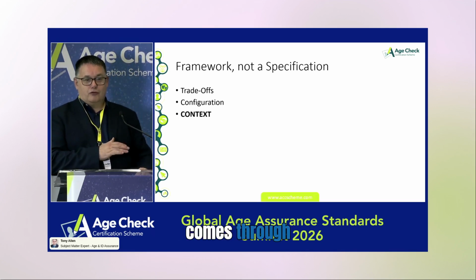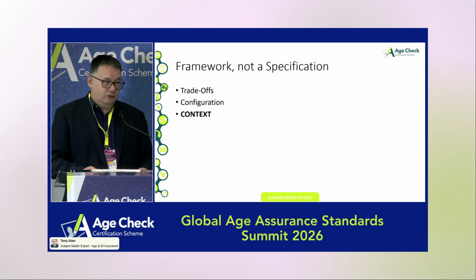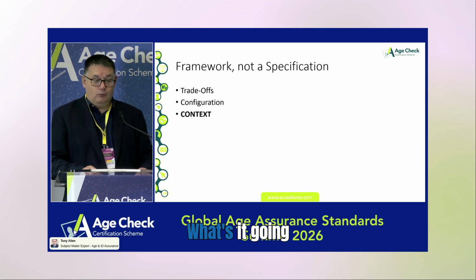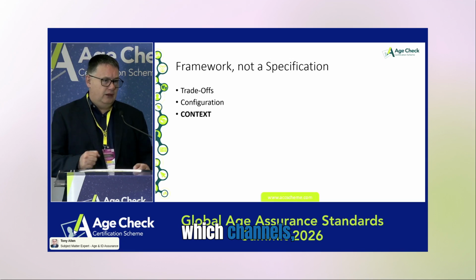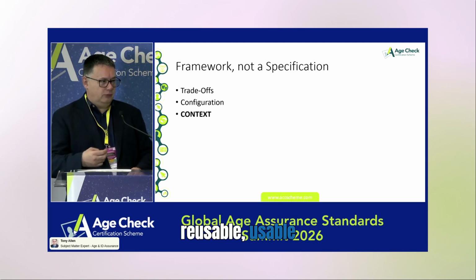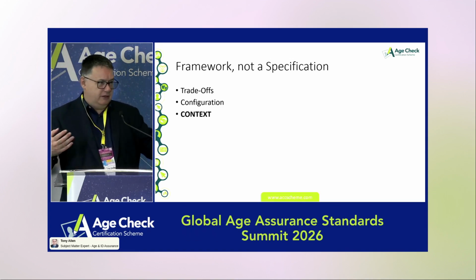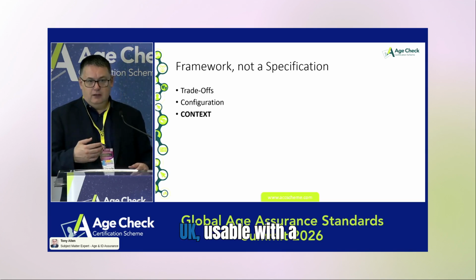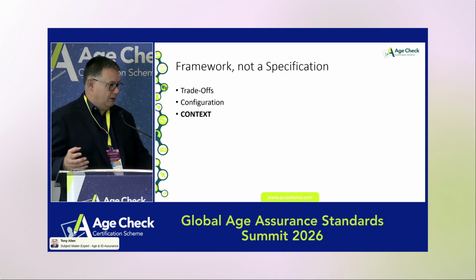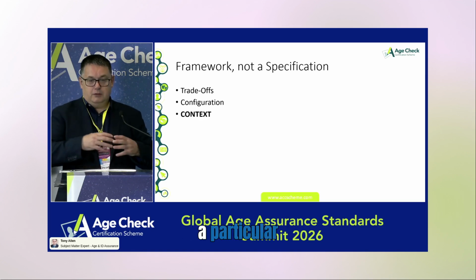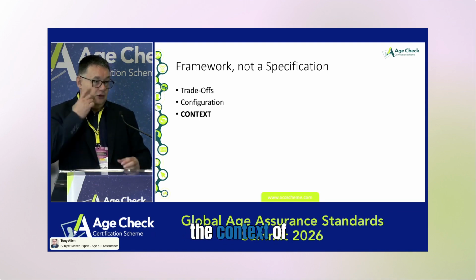The thing that comes through more and more and more from the ISO standard is the context of use. So where are you going to use it? What's it going to be used for? In which sectors? Through which channels? Online, offline, reusable, usable in Brunei and in Nigeria and in Spain and in the UK, usable with a particular type of wallet, with a particular device, with a particular browser connection with a particular type of computer. All of these relate to the context of use.